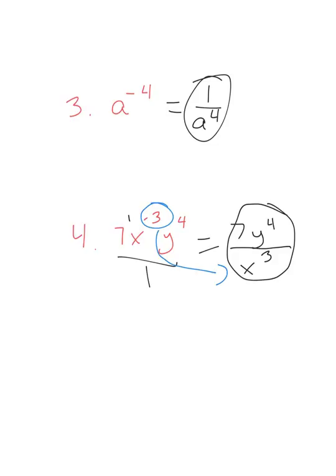Remember, anything with a 0 exponent is going to be 1. And if I have a negative exponent, I need to move it up or down, depending on where it's at. For example, again, with that negative 4, I move it down here. Or if I had it as 1 over a to the negative 4, I would want to move it up. Keep that in mind.